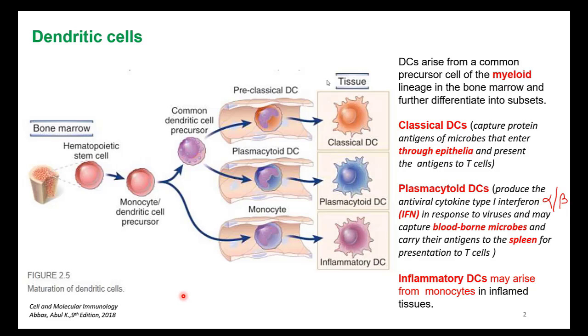Where is my pointer? There we go. They are very good at killing viruses and also at capturing microbes that invaded your blood. So those are the blood-borne microbes. Now, once these cells catch the microbe floating around in the blood, these cells keep on floating. They are in your blood circulation, so they are not going to reach a lymph node, because that's part of your lymphatic system, as we're going to see later today.